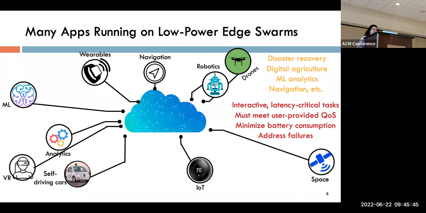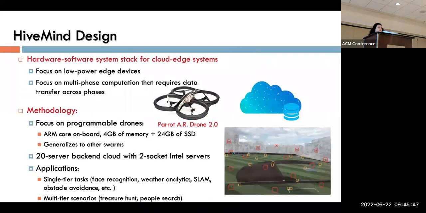failures in them. So now, given these constraints and characteristics, we designed HiveMind, which is a hardware software system stack for cloud edge systems. It primarily focuses on low-power edge devices, and it primarily focuses on the more complex multi-stage computation scenarios where we have multiple phases of compute and data transfer, and these are becoming more prevalent in edge swarms. Let me tell you a little bit about the methodology that we'll use for the rest of the talk, and then we'll go into more details on how HiveMind is designed.